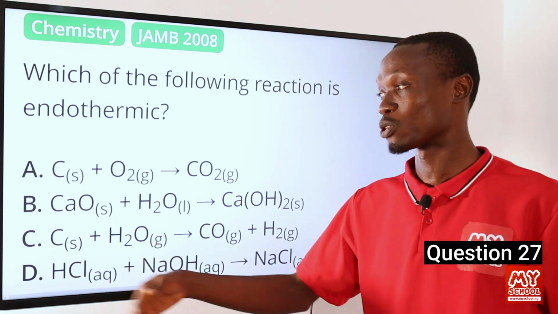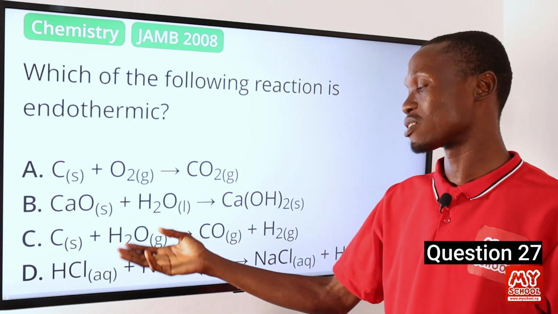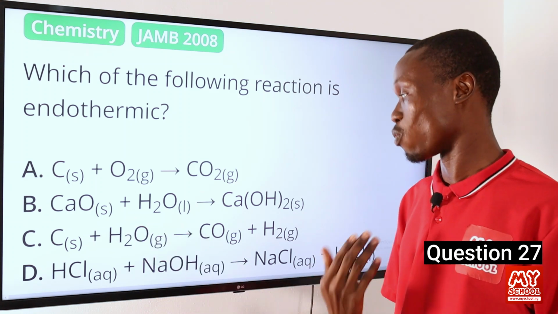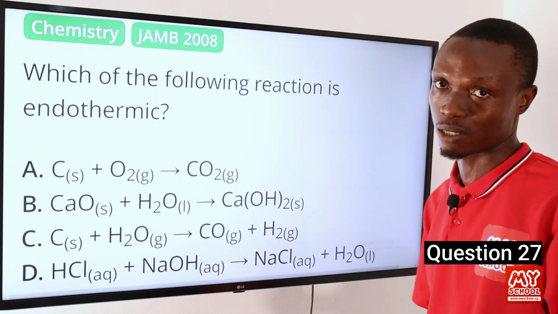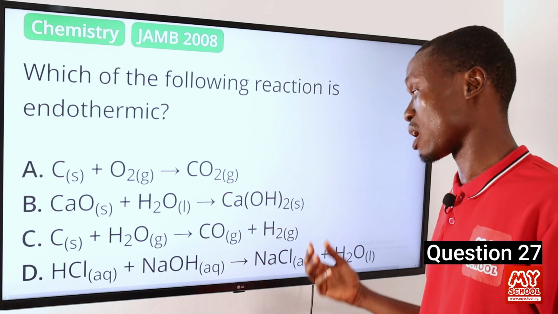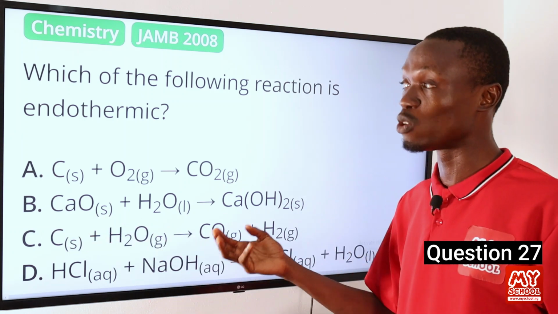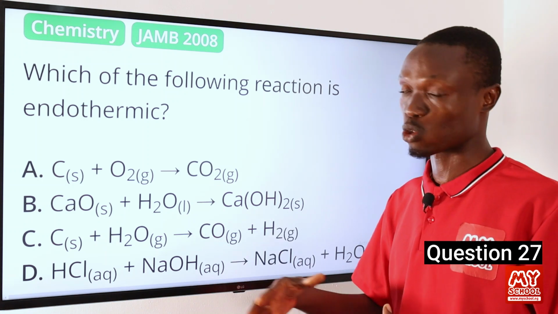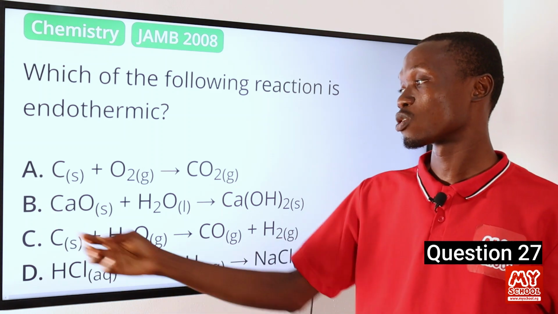So that leaves us with option C, which is carbon reacting with water, like, say, steam over carbon to give us carbon monoxide and hydrogen gas, which is the same thing as water gas. So this reaction is endothermic. For this reaction to occur, there must be an absorption of heat from the surrounding. So that makes option C the correct answer.